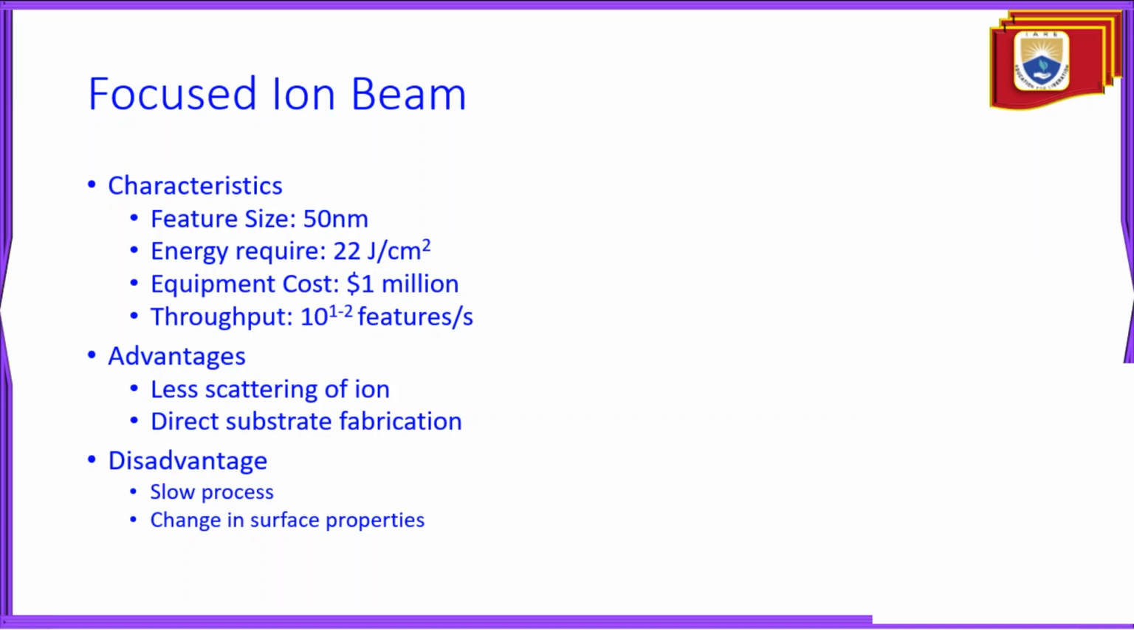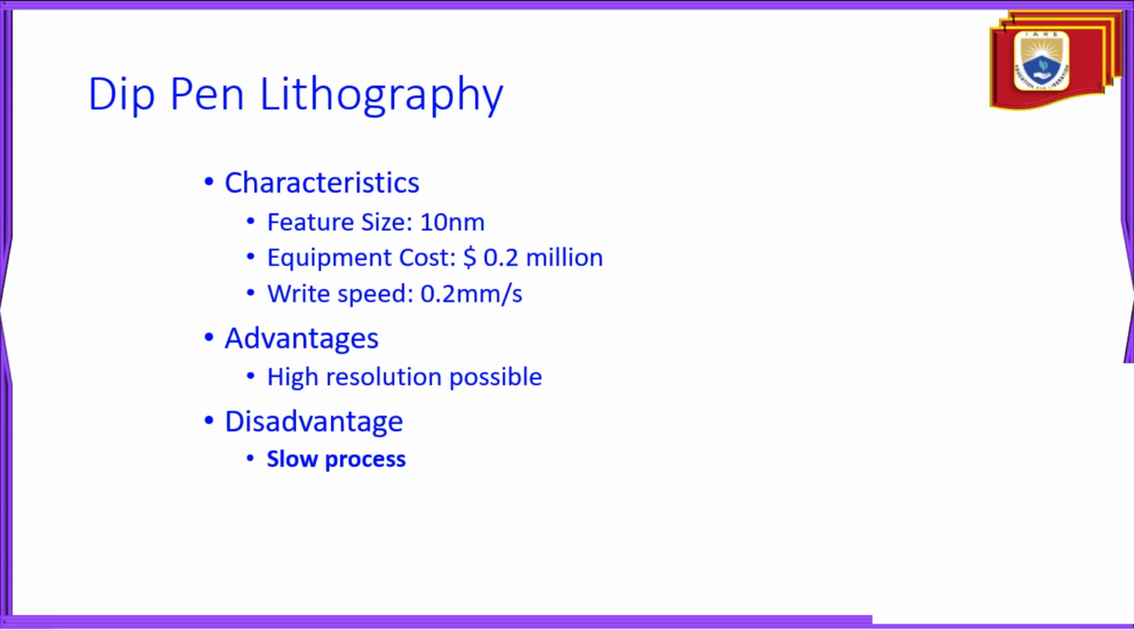And throughput is around 10 to the power 1 to features per second. Advantages are less scattering of ions and direct substrate fabrication, and the disadvantage is that this is a slow process, with change in surface properties.